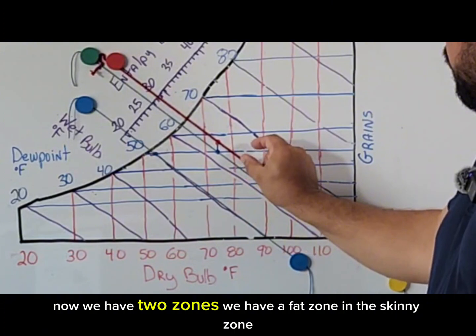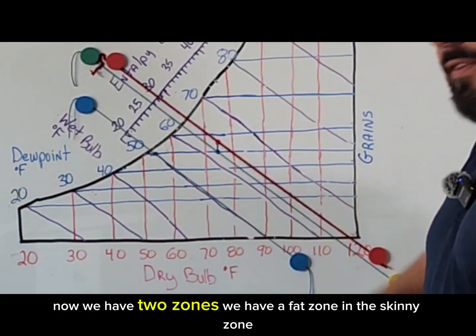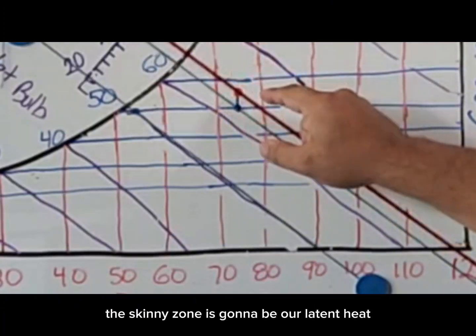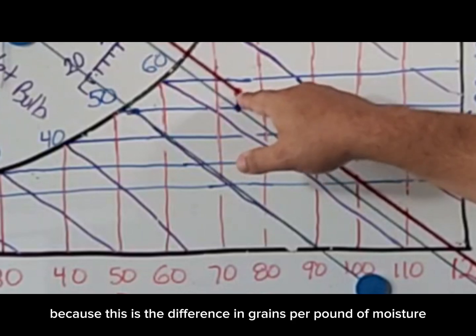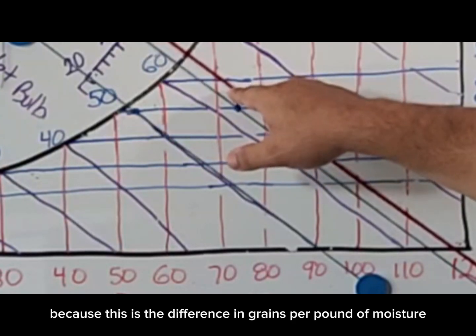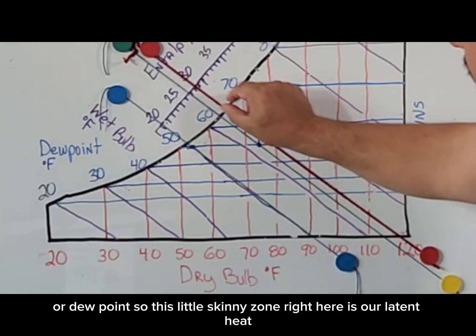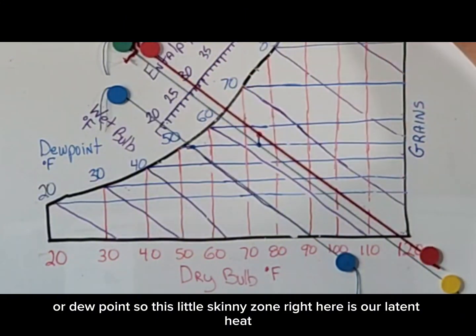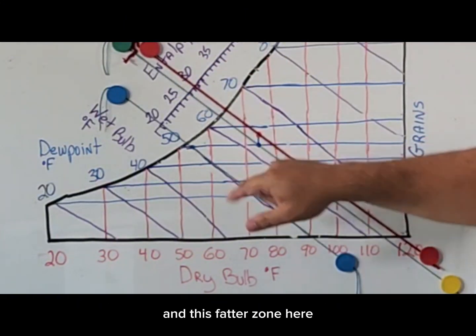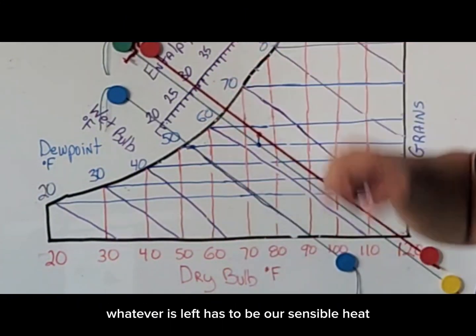So if we draw another line through here that intersects that new dot and runs parallel with our wet bulb lines, now we have two zones. We have a fat zone and a skinny zone. The skinny zone is going to be our latent heat, because this is the difference in grains per pound of moisture or dew point. So this little skinny zone right here is our latent heat, and this fatter zone here, whatever is left, has to be our sensible heat.